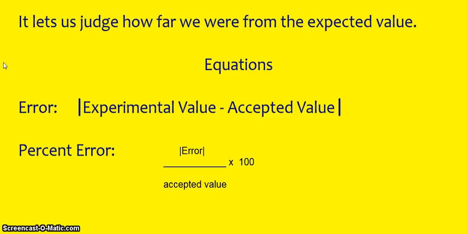So error is something that will be specific to the values that you get. Percent error makes that comparable against all kinds of different trials. Notice that it is absolute value. So at this point, we don't care which direction you were off in this value. We just want to know the relative amount you were off. So that's why it doesn't matter the sign.